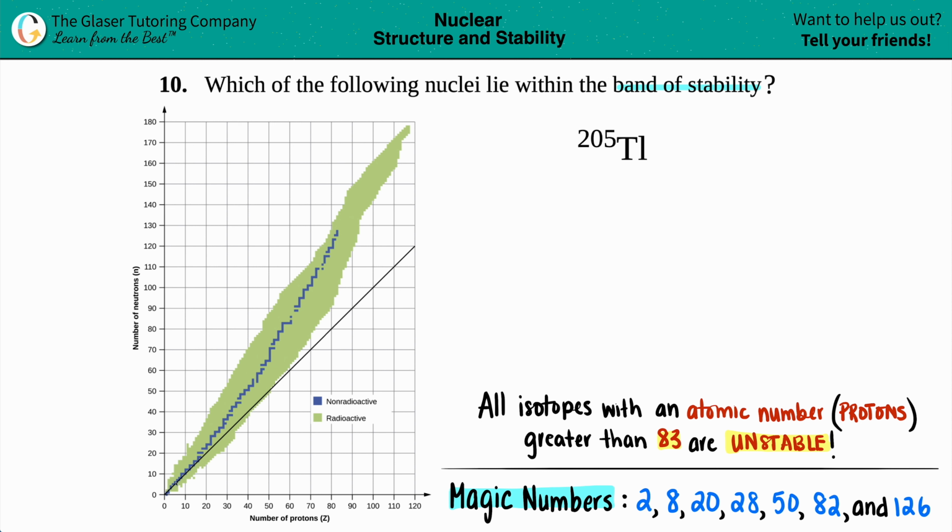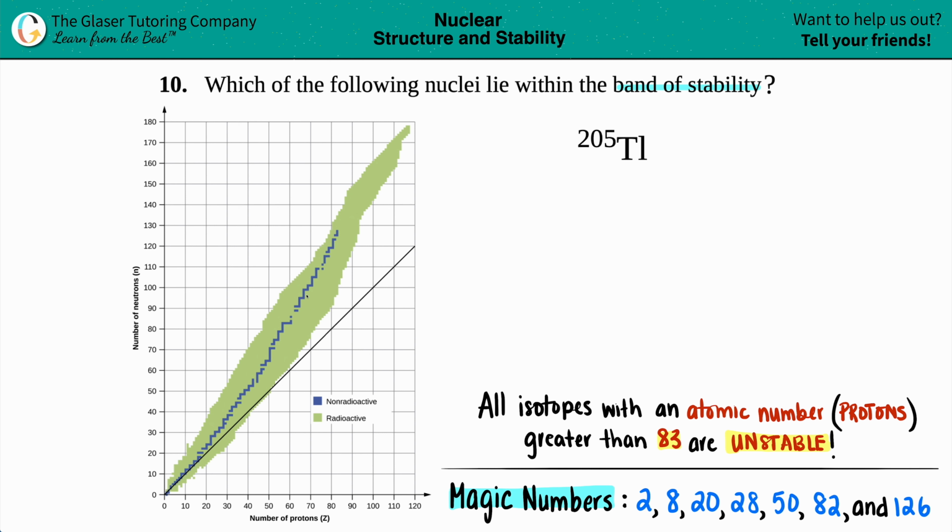Now, the band of stability is the blue over here. All the green is all unstable radioactive nuclei, but those are not within the band of stability. Only the stable blue lines are within the band of stability.